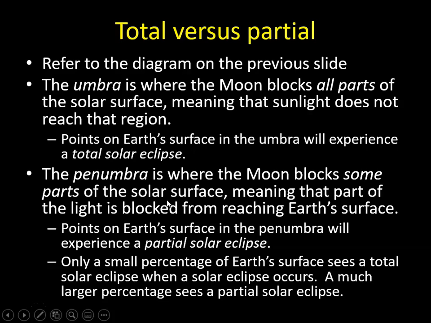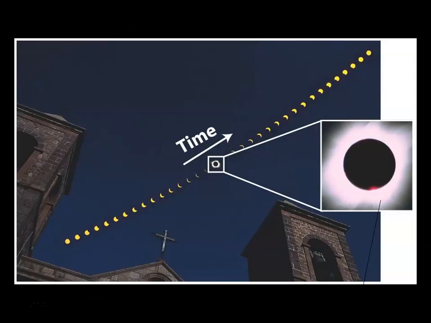But those conditions require things to be more special. In other words, the center of the moon pretty much needs to align with the center of the sun, and that's not going to be viewable from all that many places, which is why total solar eclipses are much less common than partial solar eclipses. So only a small percentage of Earth's surface sees a total solar eclipse when a solar eclipse occurs. However, many points will be in the penumbra during a partial solar eclipse.